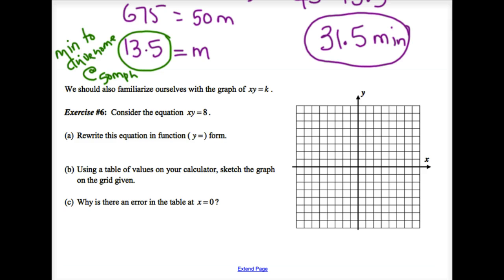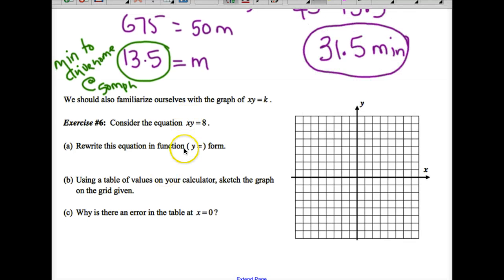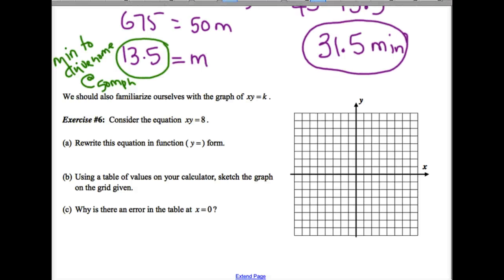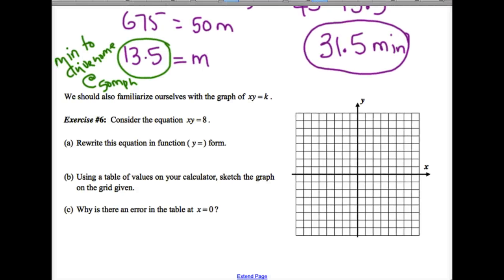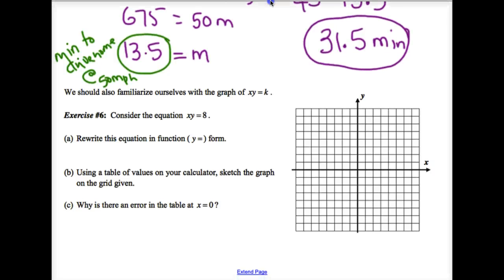Exercise 6, our last problem for today. So we're talking about a graph xy equals k. I don't know what x, y, and k are, but let's look at 6. Consider the equation xy equals 8. Rewrite this equation in the form y equals blank.